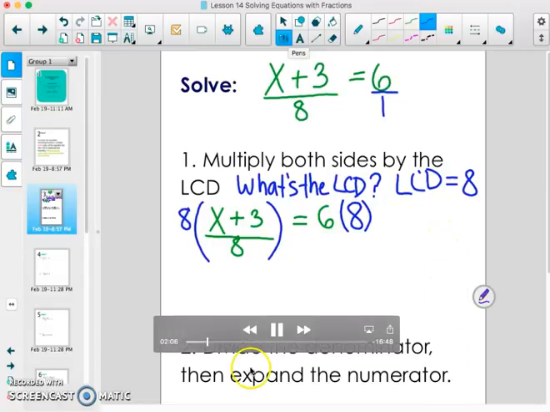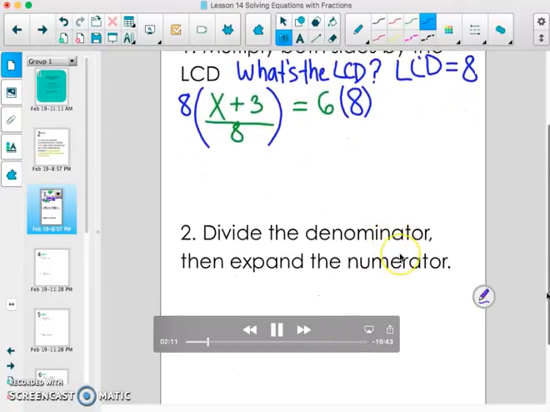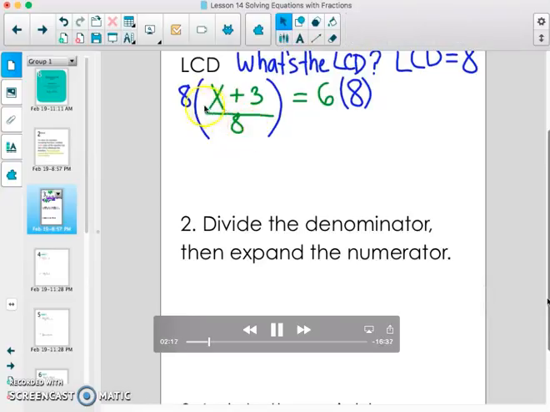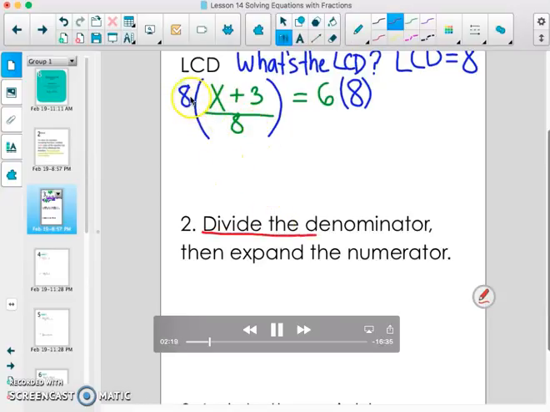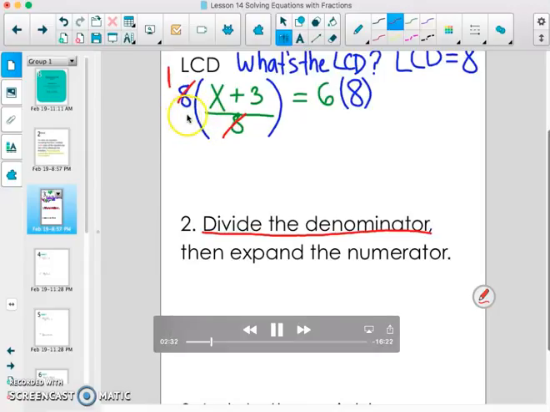Then we're going to go to the next step. It says we need to divide the denominator and expand the numerators. So the denominator's over here, and we want to divide it. We say 8 divided by 8 is 1. That's what they mean by divide the denominator. We're going to cross those out and write a 1. Now, keep in mind that there's like an imaginary line across every part of an equation. Just because there's no line over here doesn't mean we're not dividing these 8s. So 8 divided by 8 is 1, that's how we're doing it.